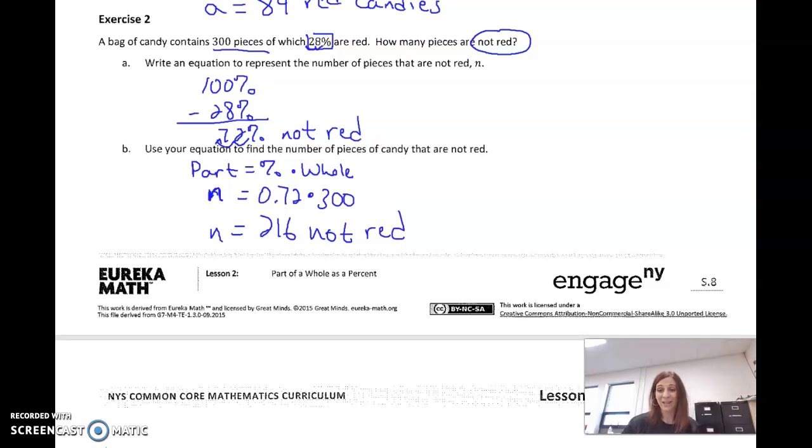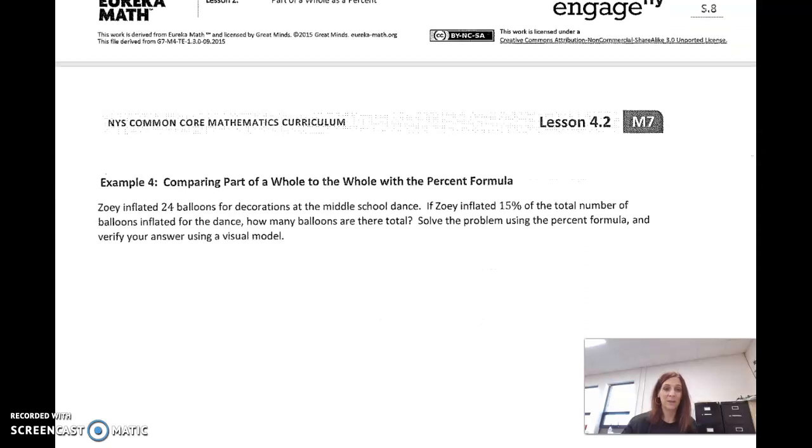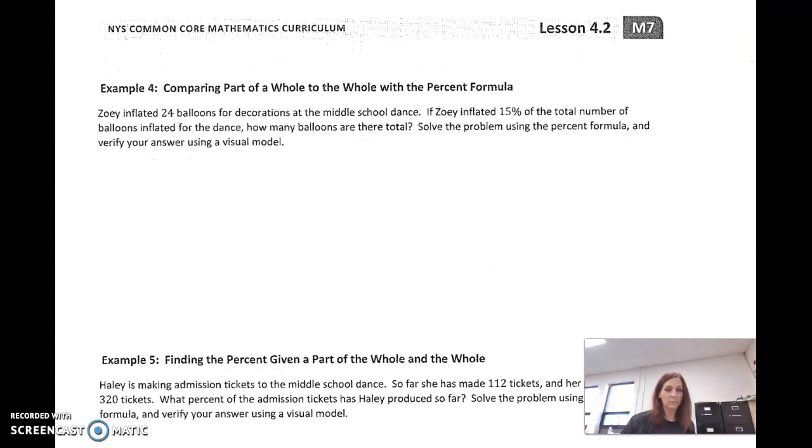So in the bag of candies, 216 are not red. All right, so again, be careful reading directions if it's asking for, in this case, what are the red candies or what are not red.